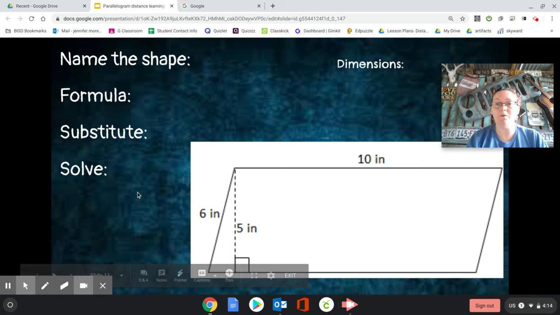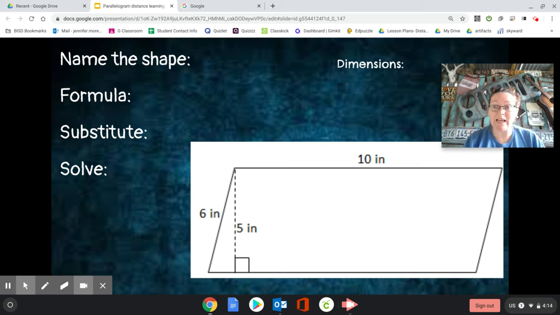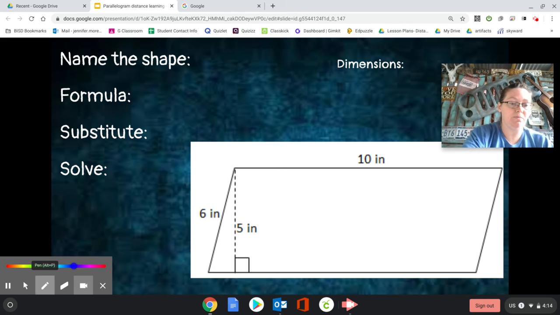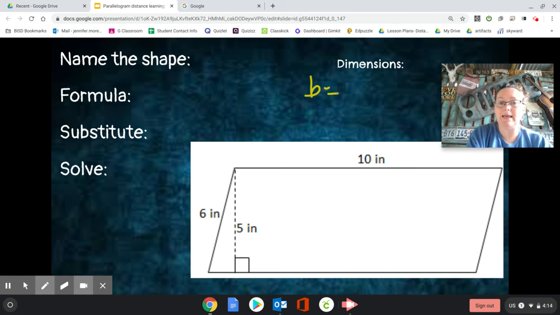This one, first thing I want you to do is name your shape. Okay, just like we did with our rectangles, we're going to keep following this same set of rules here. So my shape is a parallelogram. Okay, the formula for the area of a parallelogram is always base times height. So my dimensions here, my base will be 10 units.